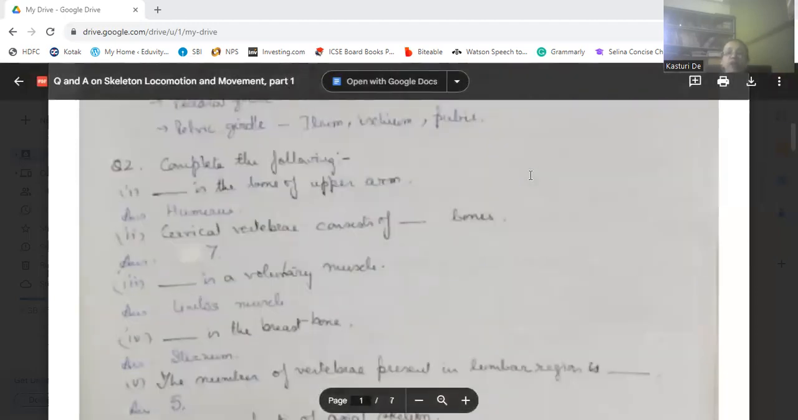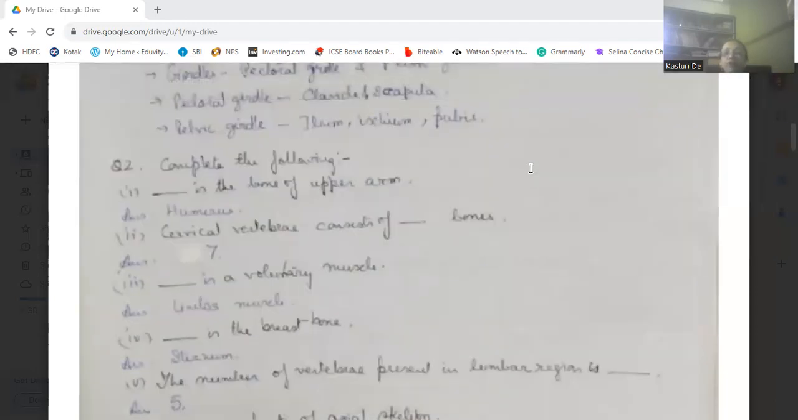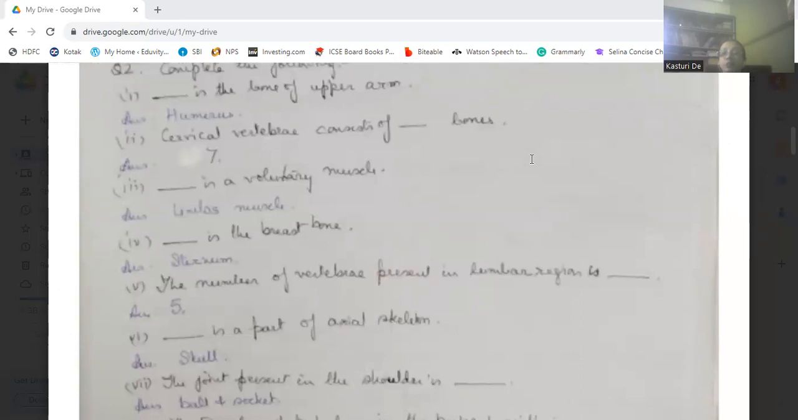Then complete the following. First, humerus is the bone of the upper arm. Cervical vertebra consists of 7 bones. Limb muscle is the voluntary muscle. The sternum is the breastbone. The number of vertebrae present in the lumbar region is 5.